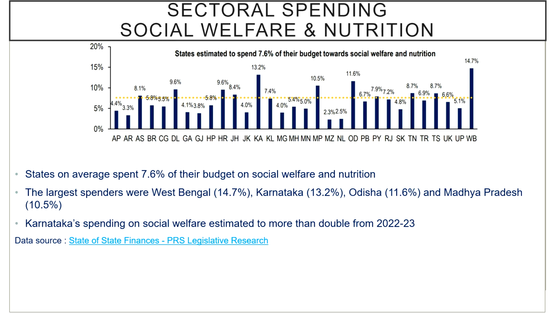Sectoral spending on social welfare and nutrition. States on average spent 7.6% of their budget on social welfare and nutrition. The largest spenders were West Bengal, 14.7%, Karnataka, 13.2%, Odisha, 11.6%, and Madhya Pradesh, 10.5%. Karnataka's spending on social welfare is estimated to more than double from 2022-23.